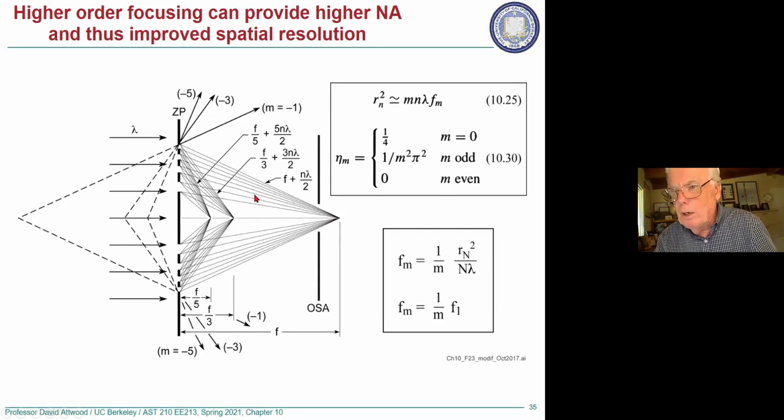If you don't want them, you have to deal with them. And if you'd like to use them, their efficiency, remember, is down. So this is maybe 10% for opaque structures. This would be 1%. This would be 1/25.